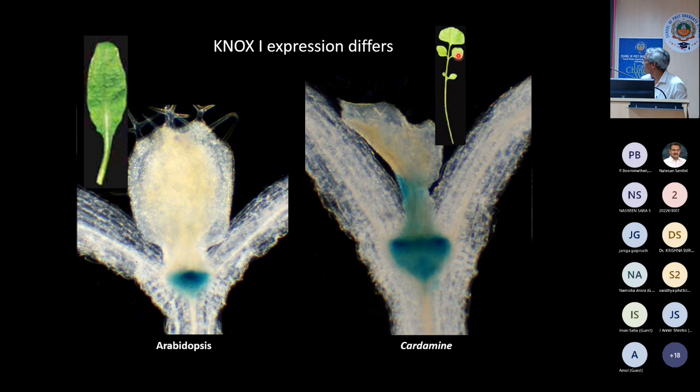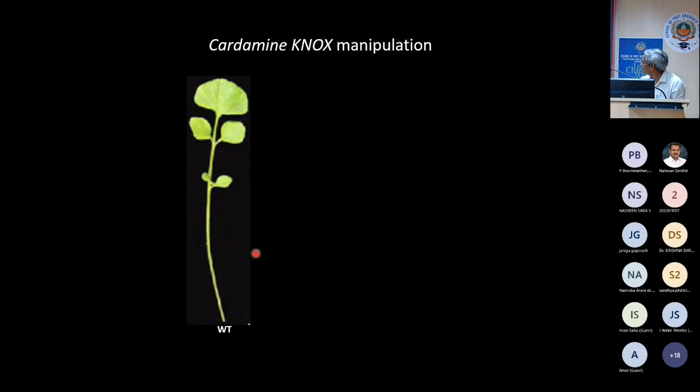So just because there is extra expression doesn't mean that this is responsible for that. This is causal? How do you know that? Well, modify it, right? Manipulate it. For example, reduce the expression so that it is only here and not here, and then see whether the leaf shape changes or not. Or extend it here towards the distal side and see whether it becomes more complex or not. That can be done, because both these species are model species and they can be easily modified, easily transgenics can be generated. So this is what was done.